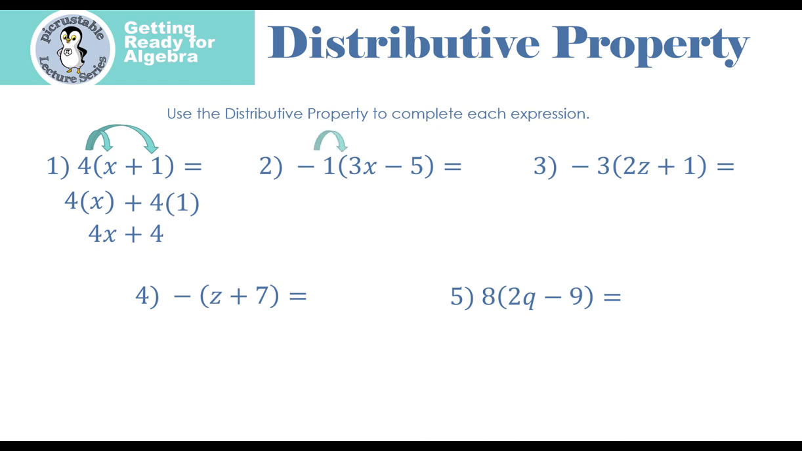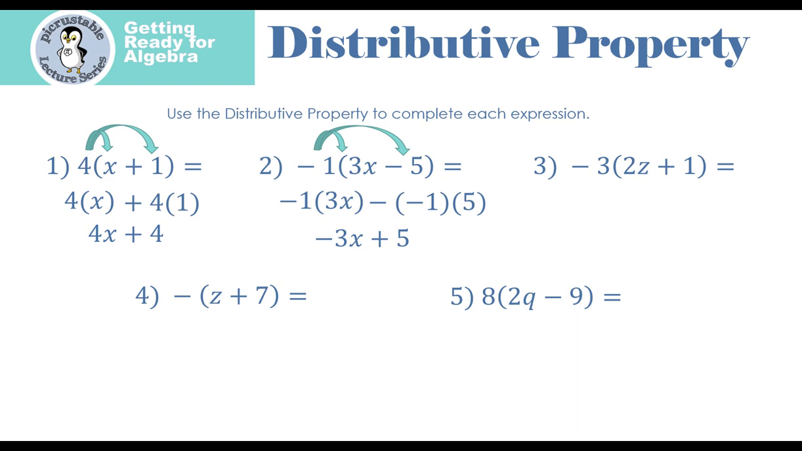For number 2, we're taking negative 1 times 3x and negative 1 times 5. Remember, a negative is a positive. So we're going to end up with negative 3x plus 5. Now I want you to pause the video, do number 3, 4, and 5, and then press play to check.